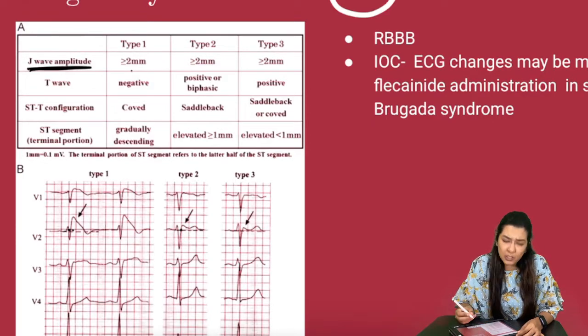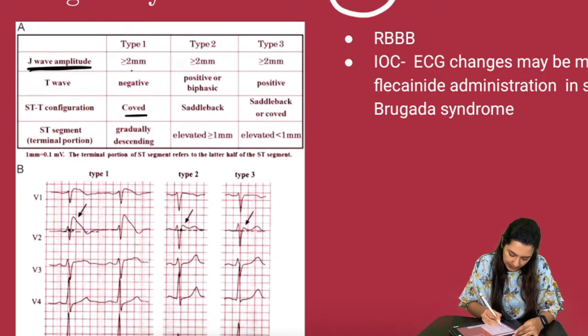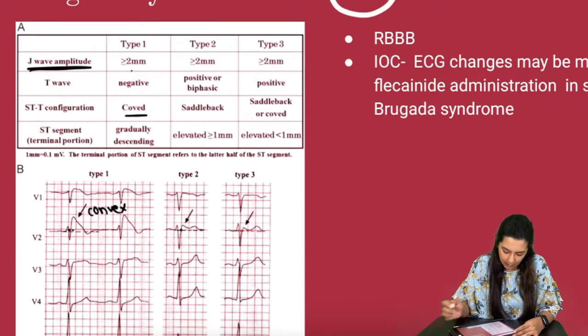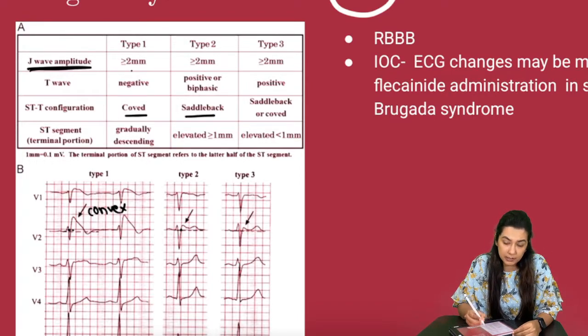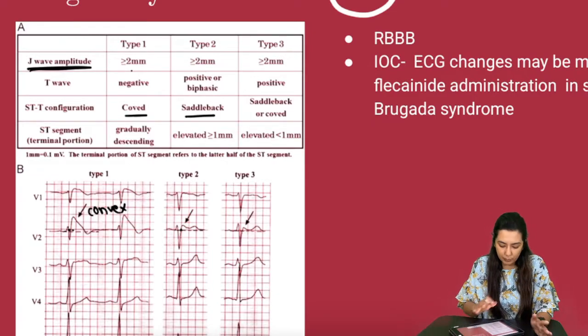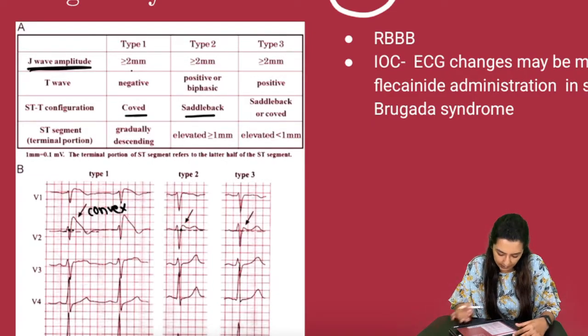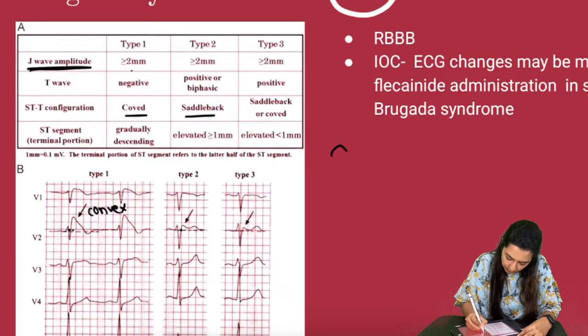Now the configuration of the ST segment: it will be curved, convex, like in STEMI, as I discussed in the STEMI video. In type 2 and 3, it will be like a saddle back. So remember, saddle shaped ST elevation with global ST elevation is seen in pericarditis. Saddle back is seen in Brugada type 2 or type 3. Type 3 can be either curved or saddle back. As you can see, this is what we call saddle back.